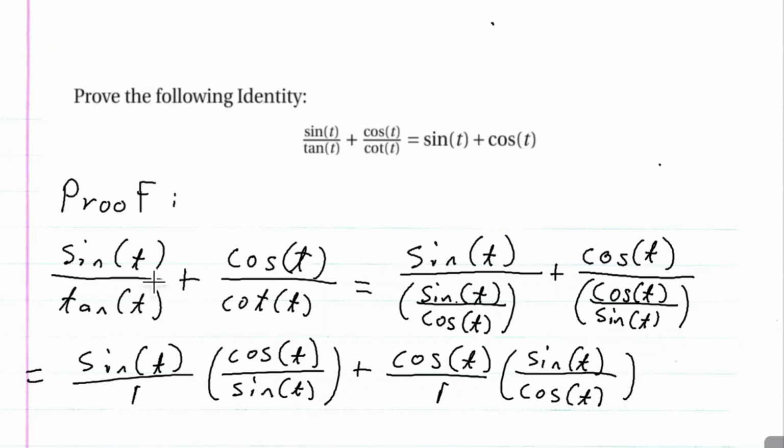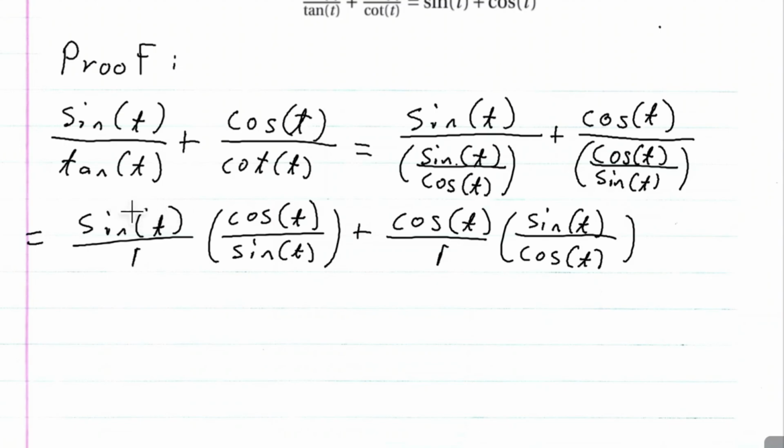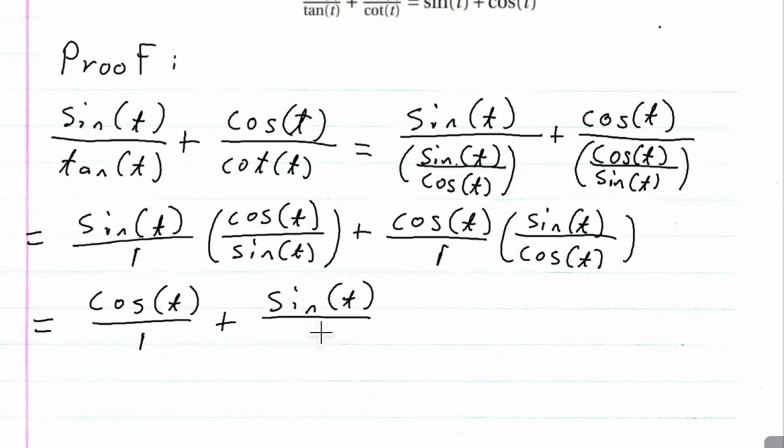Look what happens here. Sine t over sine t is 1. So what we'll be left with is cosine of t over 1 plus, so the cosines cancel, right? Cosine of t's cancel. Basically, they equal 1. So this is sine of t over 1.